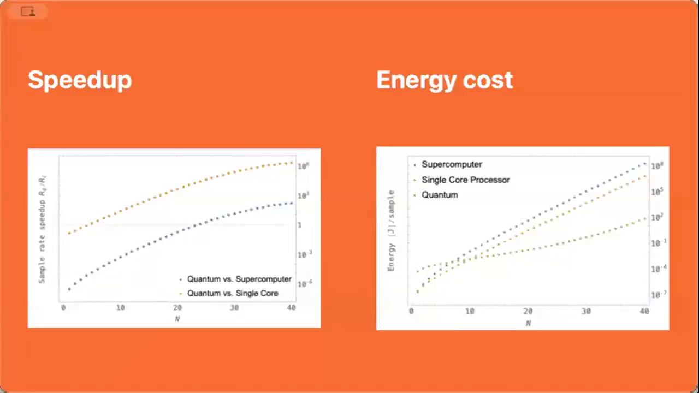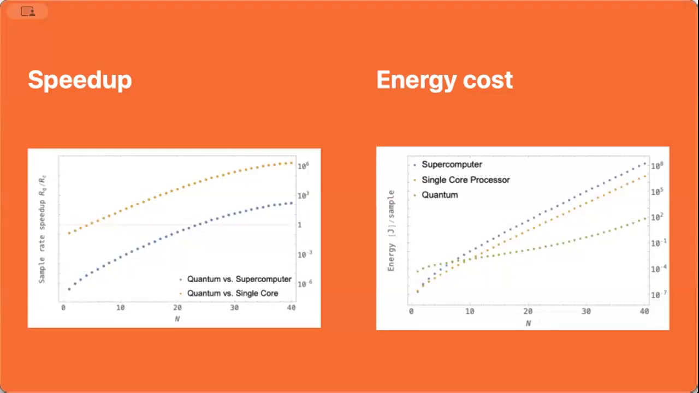So combining all those ideas together, we can do some estimates of how much energy or speed up savings is going to be. The figure on the left is just looking at the sample rate speed up. Here we're just saying, comparing a quantum computer versus a supercomputer or a single core computer, how much faster can the quantum computer do it than the supercomputer? And on the x-axis is the number of photons. So it scales, it gets much, much harder as we add more photons.